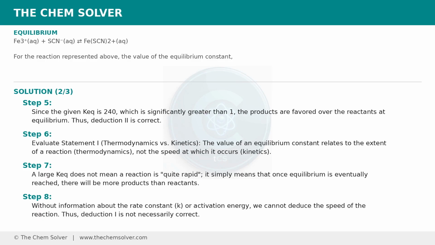Evaluate statement I, thermodynamics versus kinetics. The value of an equilibrium constant relates to the extent of a reaction, thermodynamics, not the speed at which it occurs, kinetics. A large KEQ does not mean a reaction is quite rapid. It simply means that once equilibrium is eventually reached, there will be more products than reactants. Without information about the rate constant, k, or activation energy, we cannot deduce the speed of the reaction. Thus, deduction I is not necessarily correct.